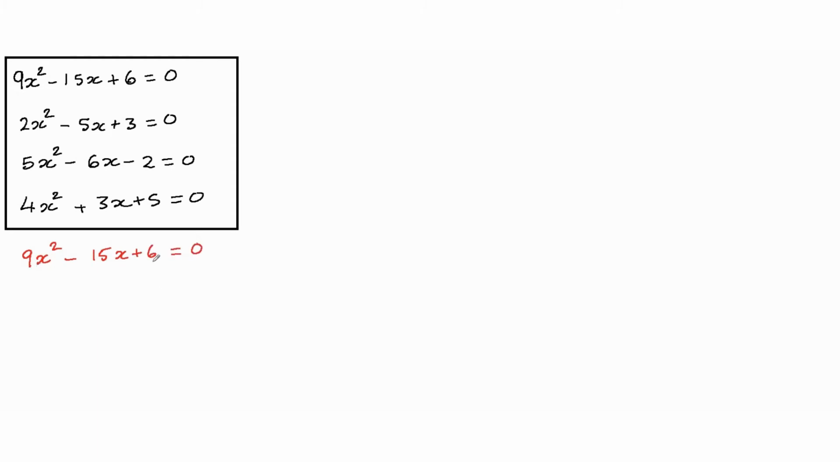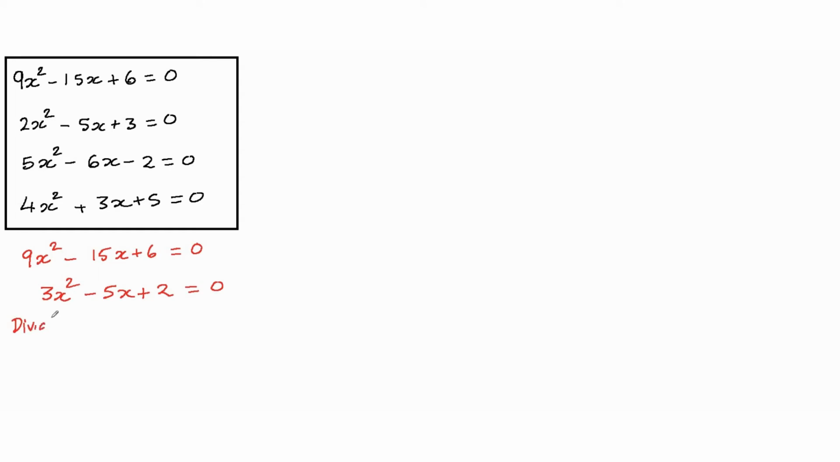I notice that I can divide everything by 3, right? All the numbers are divisible by 3. So let's divide by 3. I get 3x square minus 5x plus 2 is equal to 0. Now, for the completing the square method, the first check was if the coefficient of x square is 1. It looks like the coefficient of x square is 3 here. So let us now divide both sides by 3.